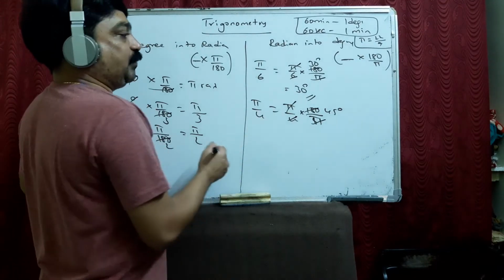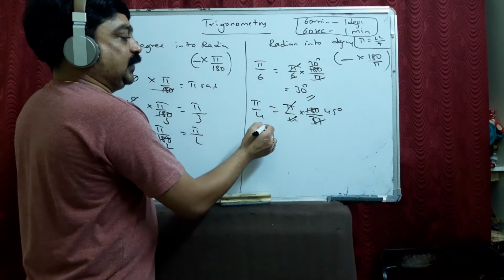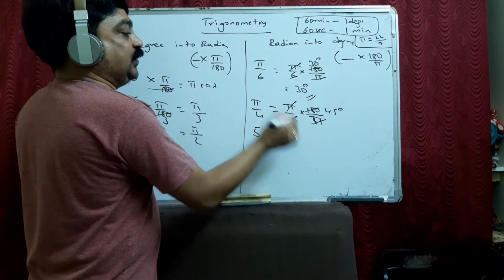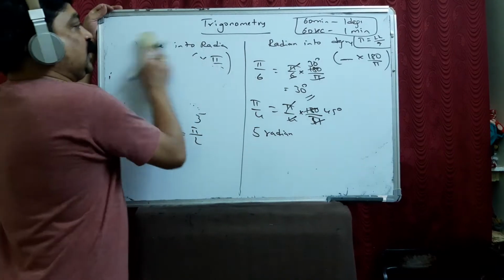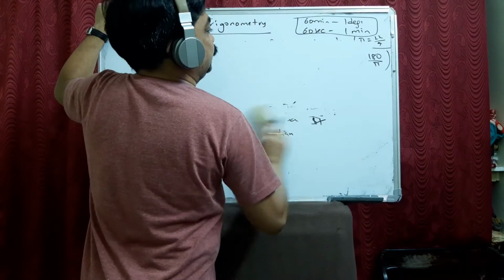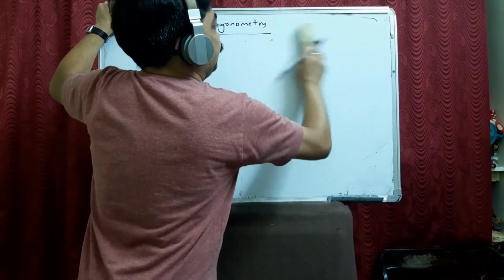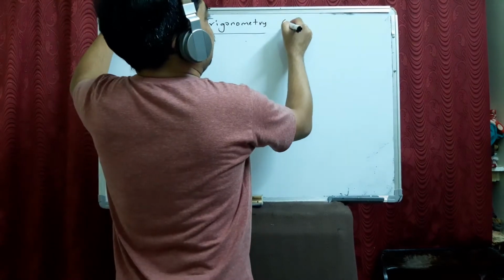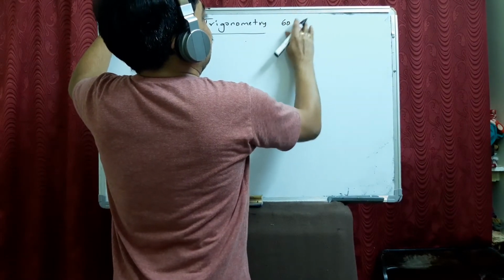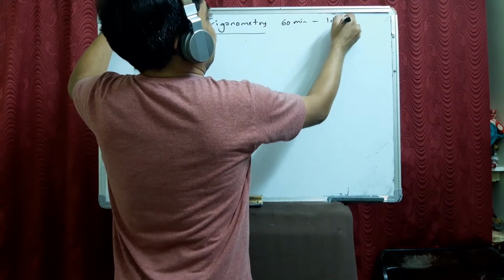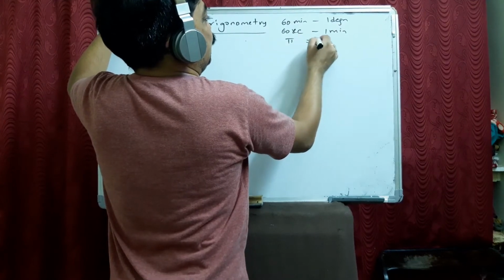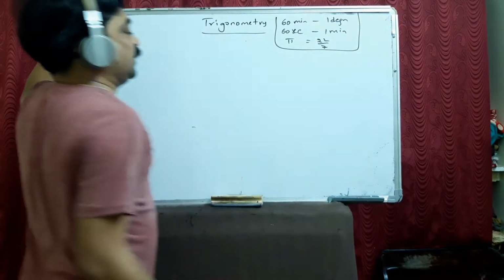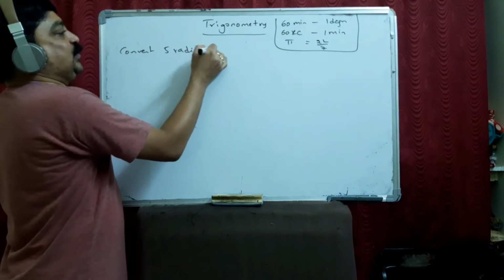Sometimes there will not be pi by 4, there will be some 5 radians. You will be asked to convert it to degrees. I teach you that now. Please pause the video and check it carefully. Suppose there is 5 radians, how to convert it to degree? While you are doing the whole exercise, I am writing here 60 minutes 1 degree, 60 seconds 1 minute, and pi value 22 by 7. Keep it fixed. Suppose convert 5 radians into degree.